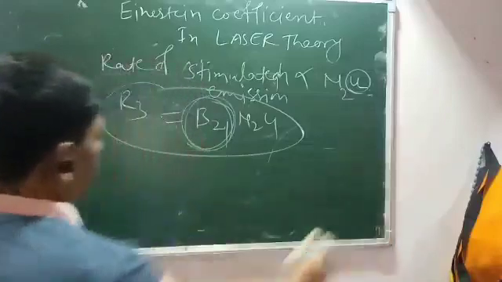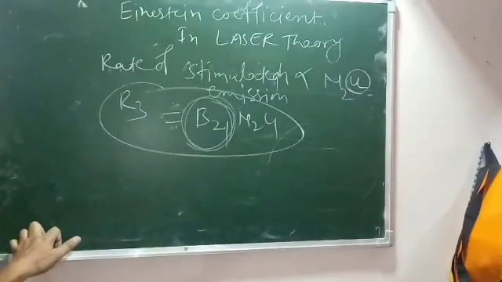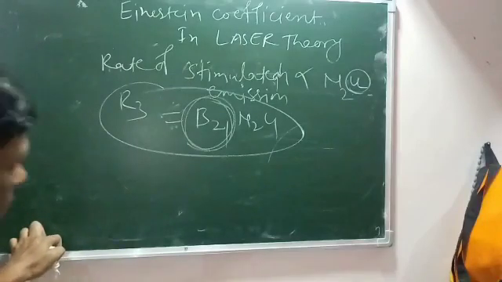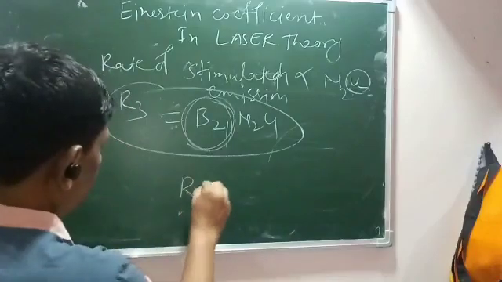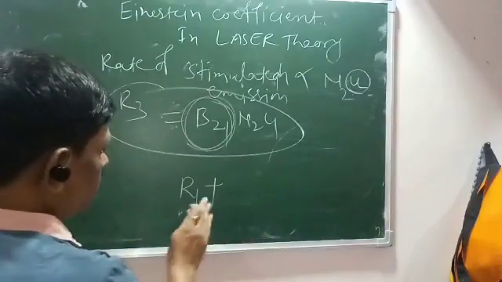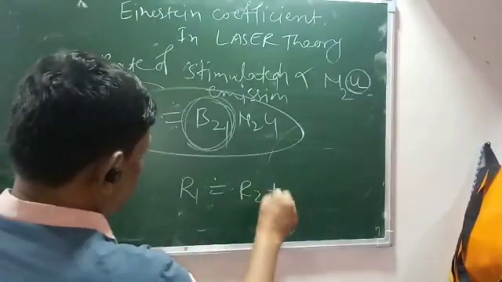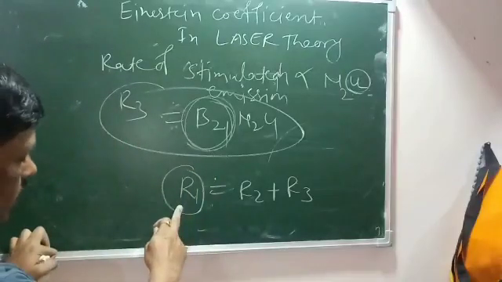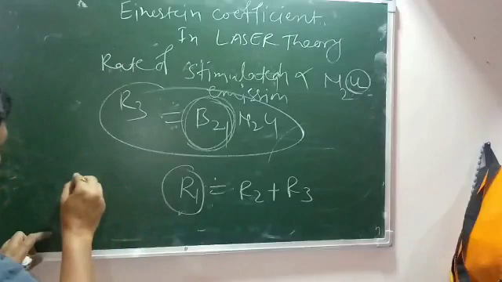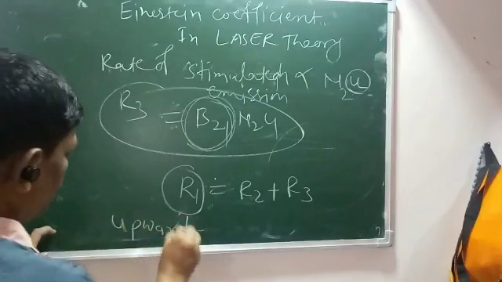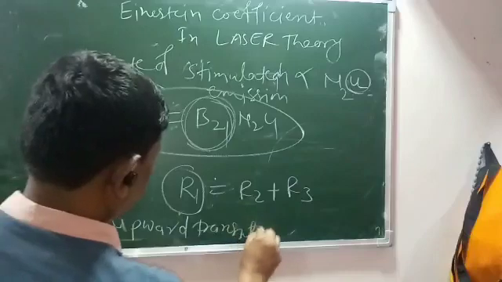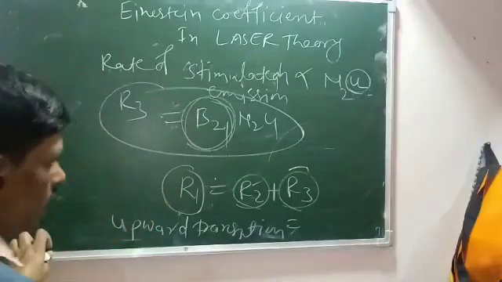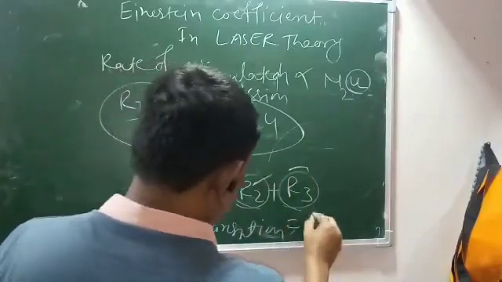Here we can calculate R1, R2, R3, the rates of absorption, spontaneous emission and stimulated emission. All these three processes are related by this equation. R1 is the rate of absorption. This is the upward transition. And R2 plus R3, the spontaneous and stimulated rates, are the downward transition.